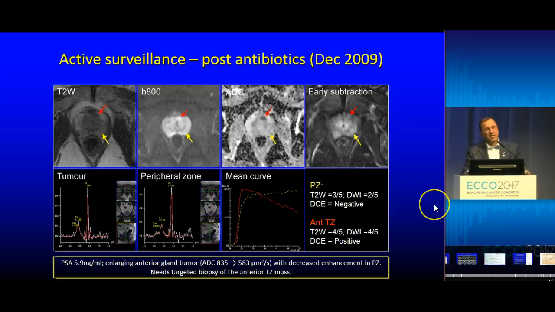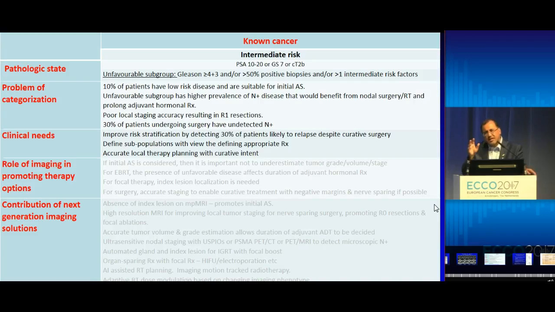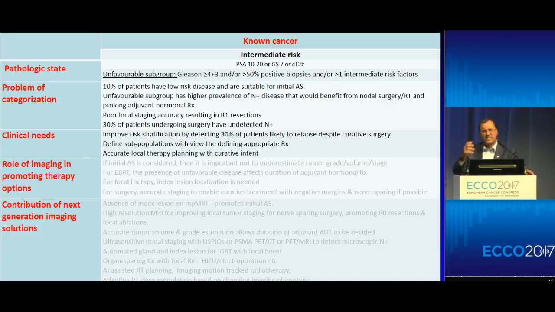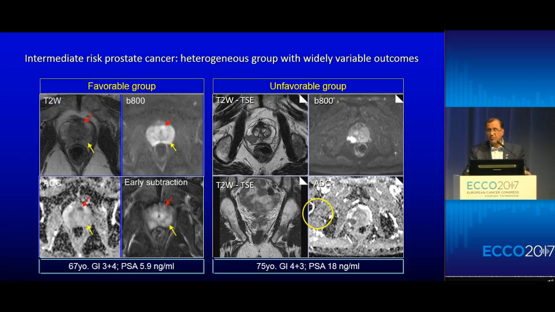So while we're talking about intermediate risk categories, you need to realize that within them there's a huge misclassification. If there's any misclassification going on, it's in intermediate risk. People have recognized this for some time, and we're now dividing intermediate risk categories into a favorable and an unfavorable category. If you look at this patient on the left-hand side, the one I showed you previously, we now know this is an intermediate risk prostate cancer.